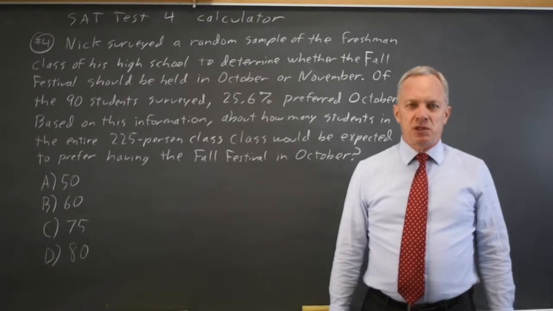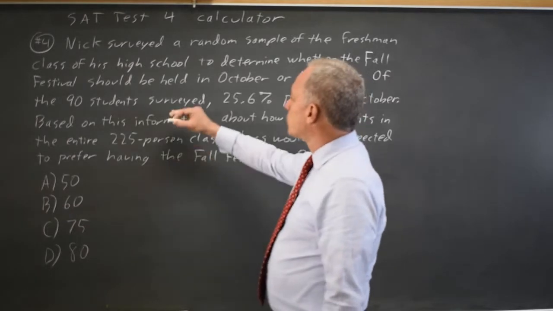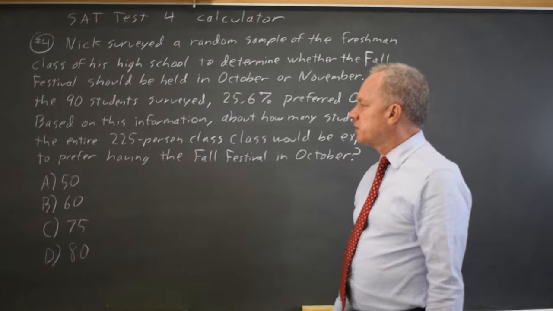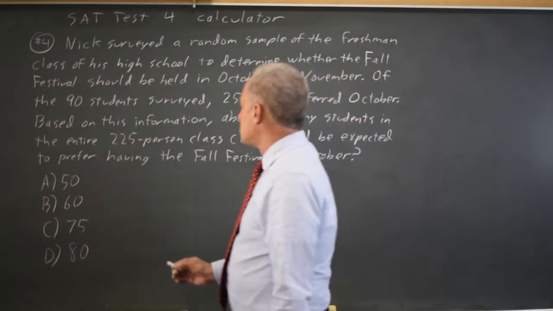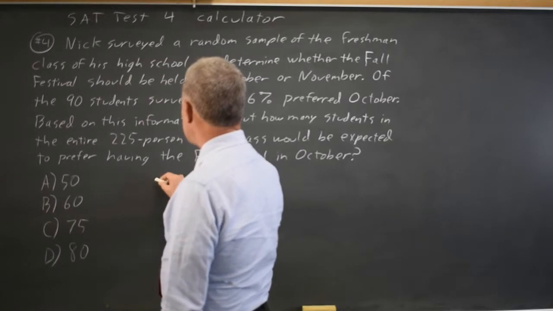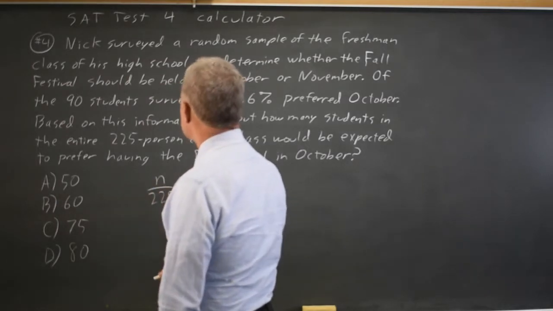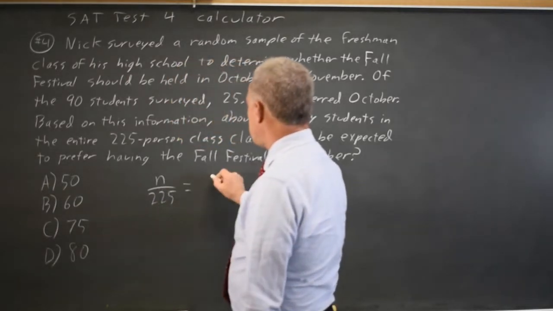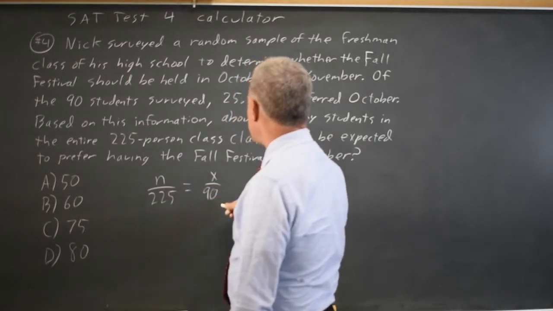This is calculator question number 4. College Board is asking us to generalize from the proportion in a sample of 90 students and estimate the proportion in the entire class of 225 students. And what we'd like to do is say n over 225, where n is the number in the entire class for October, equals x over 90, where x is the number in our sample.